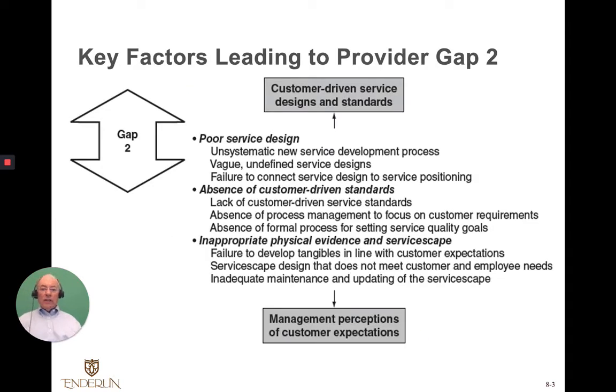So factors that lead to it: poor service design. Okay, we just haven't figured out the process, and now we're not talking about physical structures. We're talking about the way the service is delivered by the employee to the guest. Absence of customer-driven standards. So maybe we don't have a set of what's expected to be there. We haven't incorporated into our plans to our line employees what it is that we actually are trying to do. What's our standard? Or inappropriate physical evidence and servicescape, and we're going to talk about those at a more lengthy aspect later on in the semester. So we'll talk about the first two first.